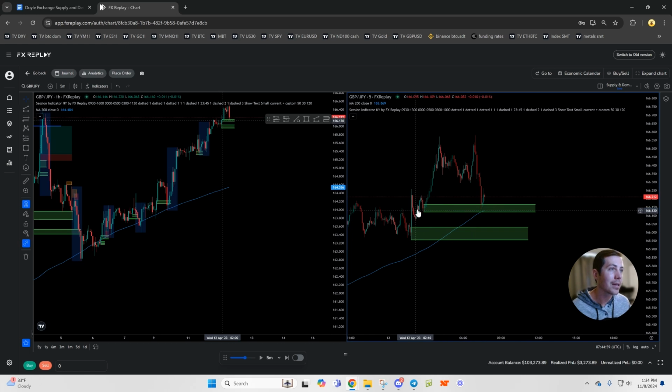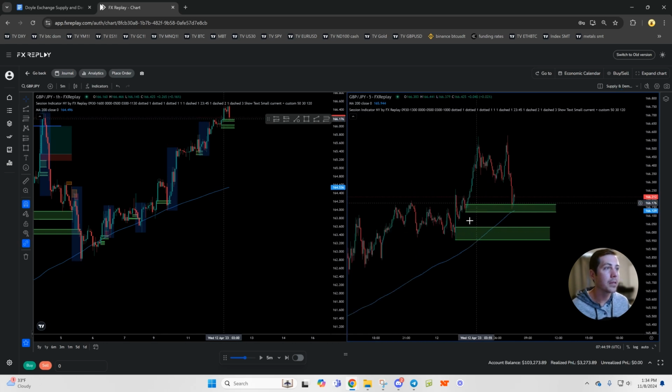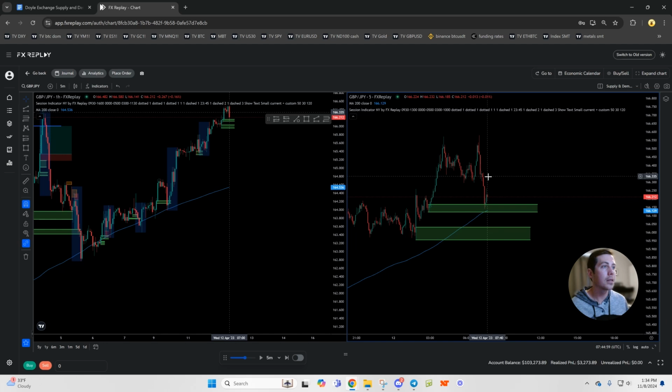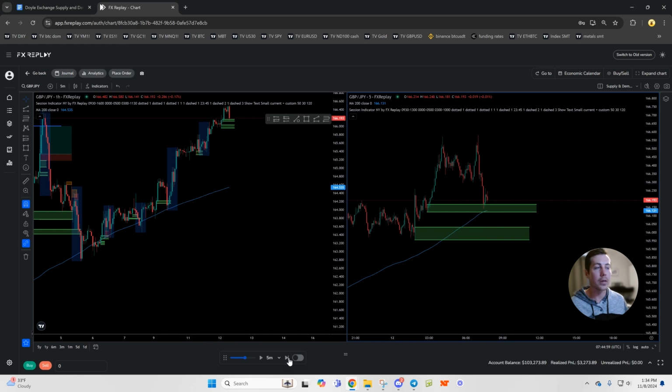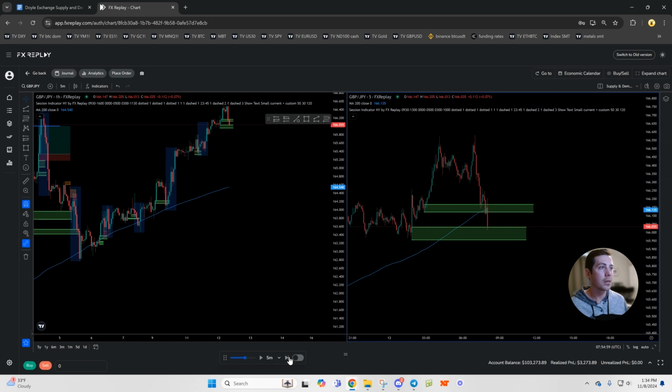I think those are kind of the two key demands that I see in this case. Let's see where we're at when London opens. I got a few more candles to get there. So London opens and 2 more candles.